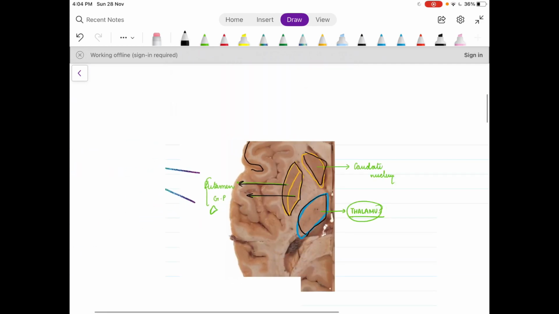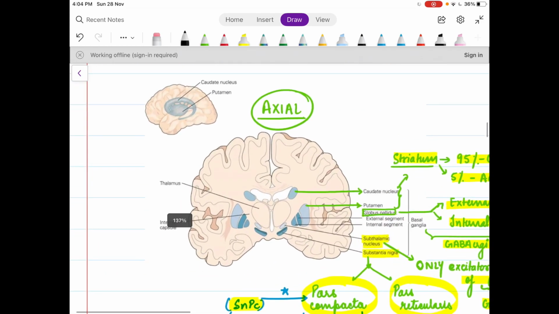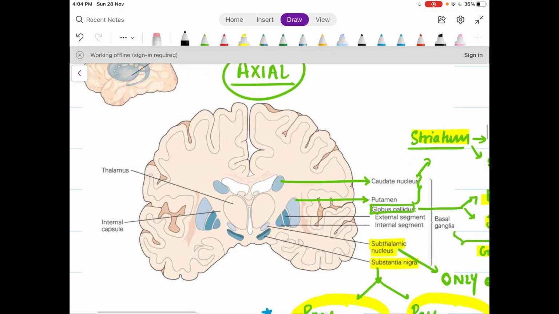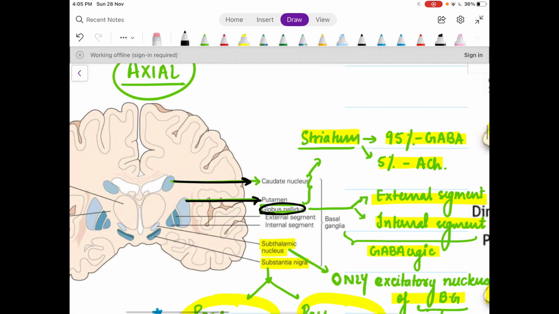Now we'll see another axial section of the brain to again see the different nuclei. For example, the nucleus here is the caudate nucleus. Here shown is the caudate nucleus. This is the putamen, and the nucleus medial to the putamen is your globus pallidus. The globus pallidus itself has two segments, the external segment and the internal segment.